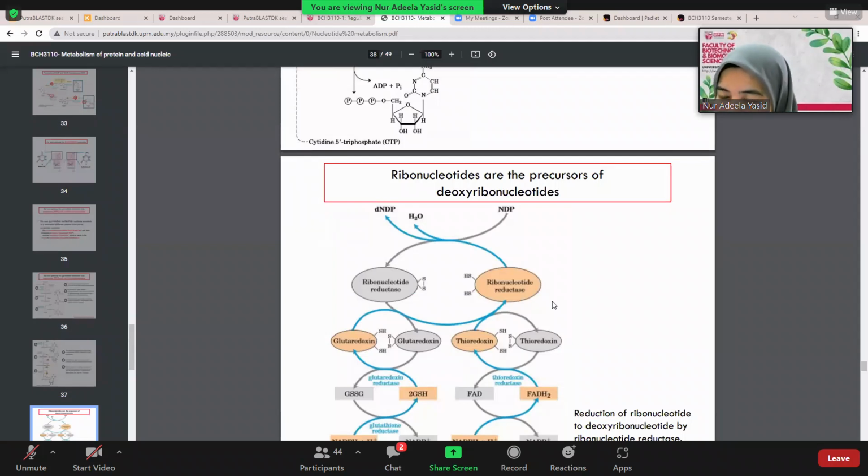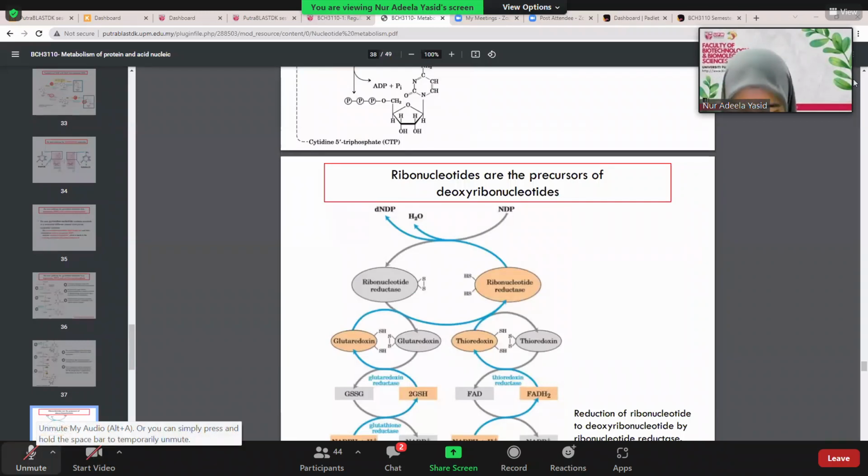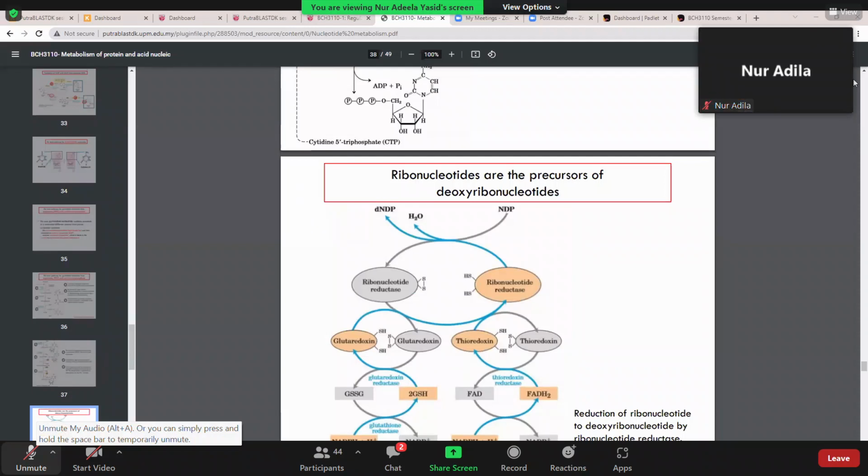So DNA, okay. Can somebody tell me how DNA differs from RNA? How does DNA differ from RNA? Apart from that, in terms of the structure, based on ribose sugar. Dekat carbon mana?